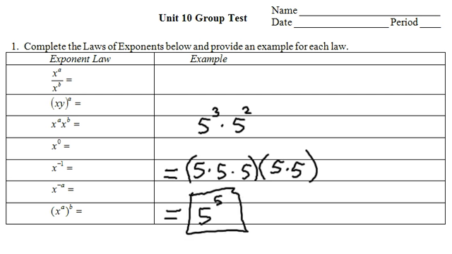So there's that one. Now the rule it looks like we should add these. 3 plus 2 is 5, so the shortcut for this one would be x to the power of a plus b. Remember, there's no need to memorize this stuff if you can do it the longer way and figure it out by making sense of it.